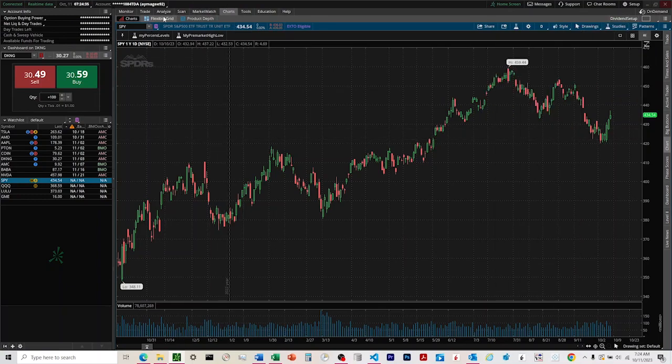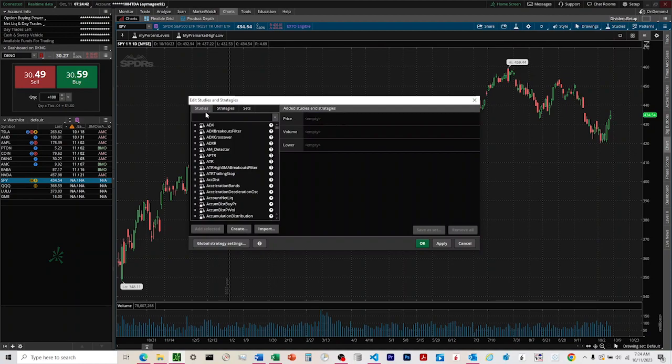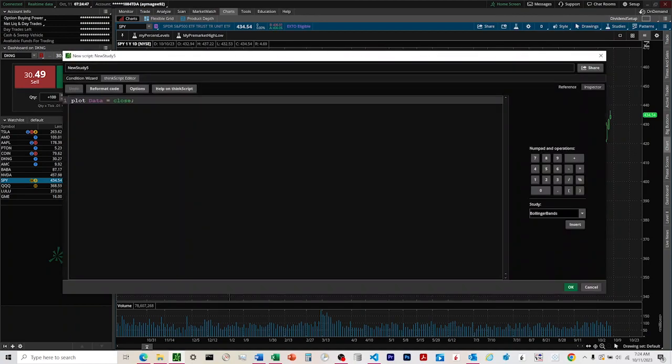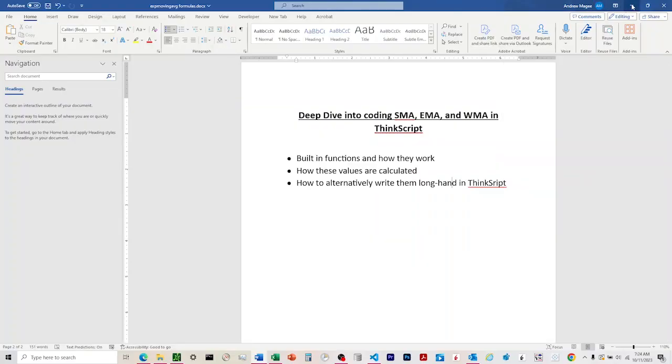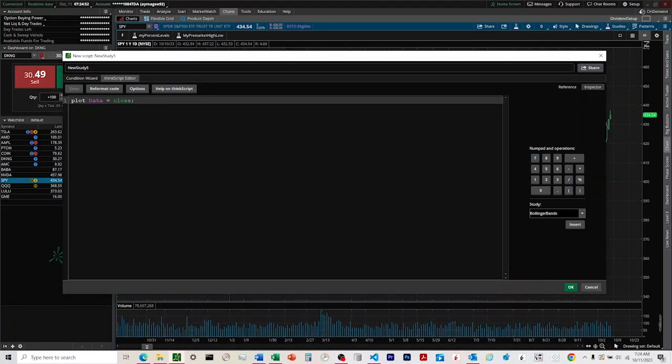You can use any chart you want, but I'm under charts. Come over here to studies, edit studies. And what we'll do is we'll start out by creating a new study here. And we can type this out. The simple moving average is under simple moving average. Whatever this one is, simple moving AVG.